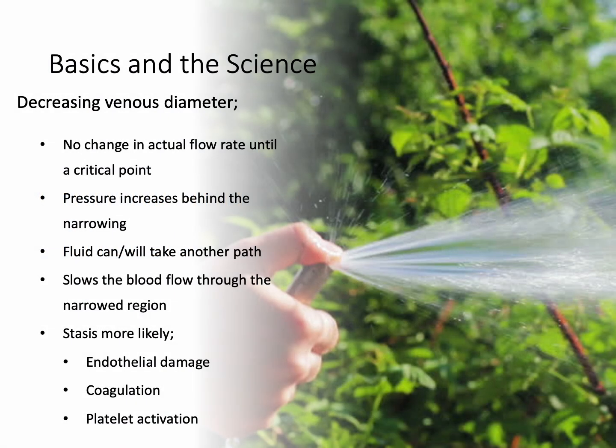So if we think about the science behind decreasing the venous diameter, and that can be from a number of particular ways, through literature we've seen that there is no actual change in the flow rate until it reaches a critical point. There is pressure behind the narrowing of vessels, and obviously when this happens, fluid will and can find another pathway to create collateral circulation and look for an alternative pathway if there's an obstruction.